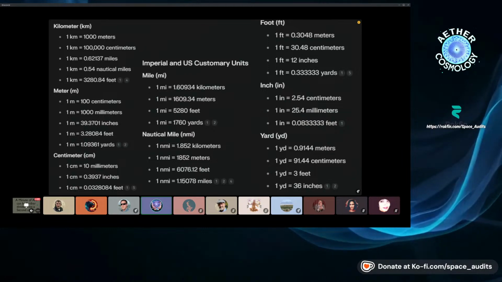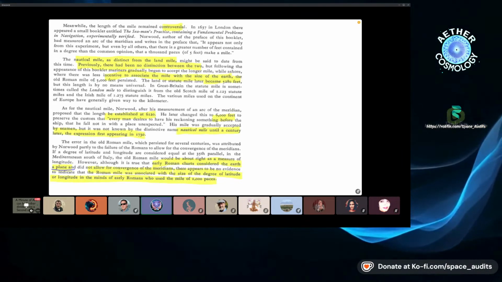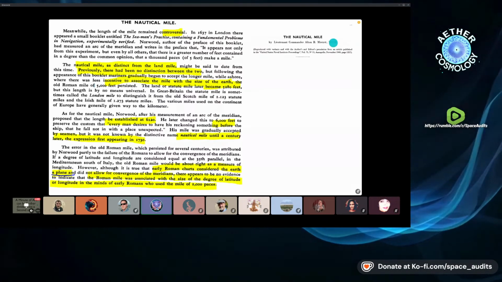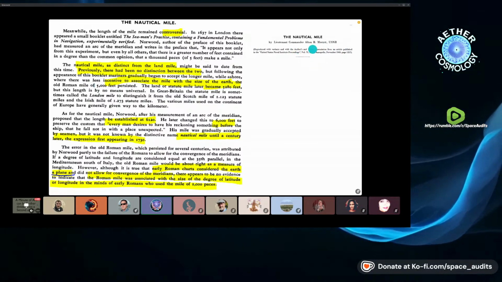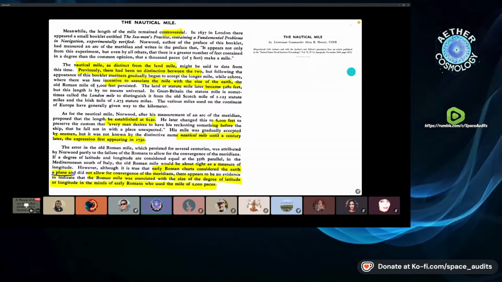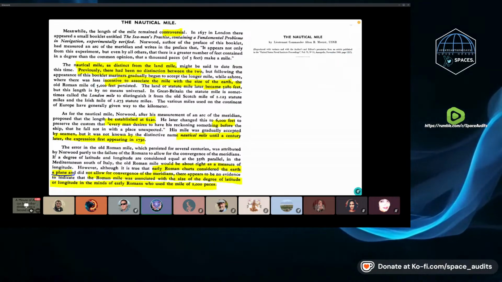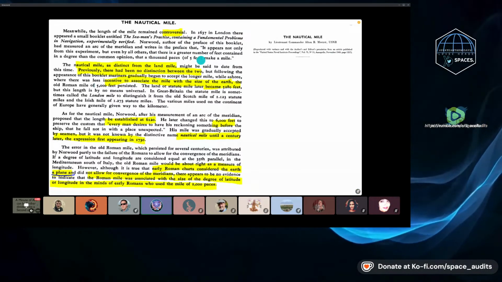We're going to be going through a brief history of the nautical mile. We're going to be using this book here called The Nautical Mile by Lieutenant Commander Alton Moody. It's not that old, it's only from 1949. And there's a couple pages in here that I think are noteworthy.